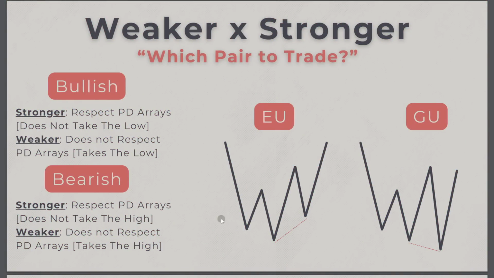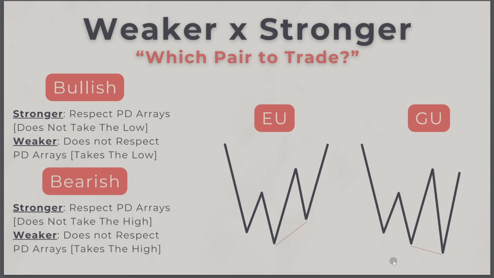Because I could see EU, for example, is not taking the liquidity. GU is taking the liquidity. Which one can I trade? The short answer is both. If you're into trading liquidity sweeps, then you can trade the weaker pair, the one that takes the low, the one that does not respect the PD arrays. If you're into trading OTE or fair value gaps, then you've got to look at the pair that was respecting the PD arrays. You've got to trade this one.